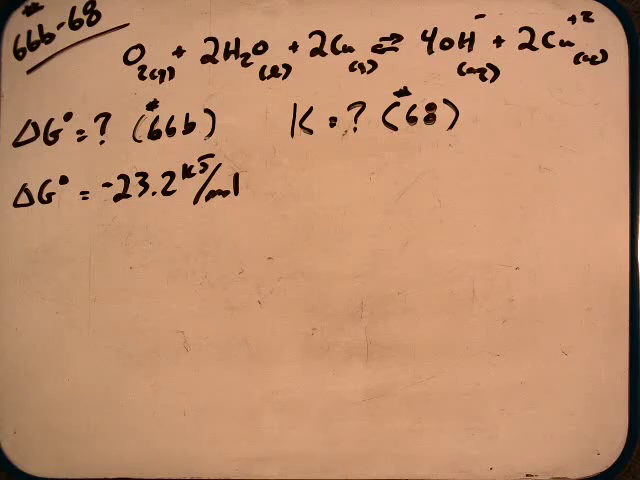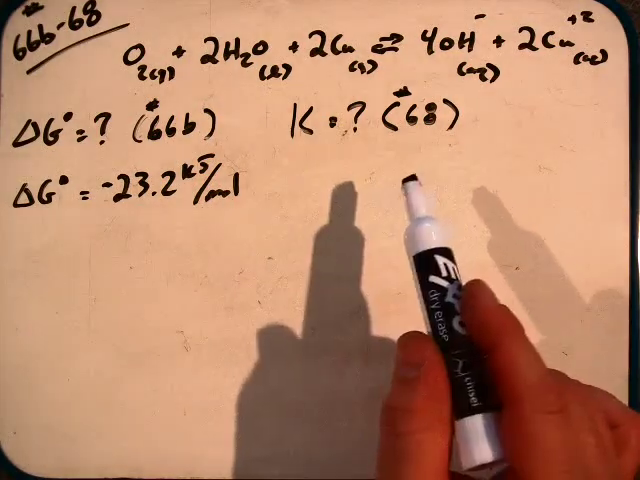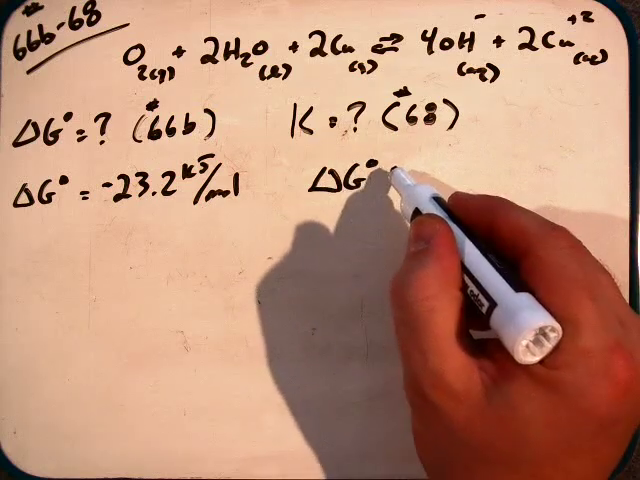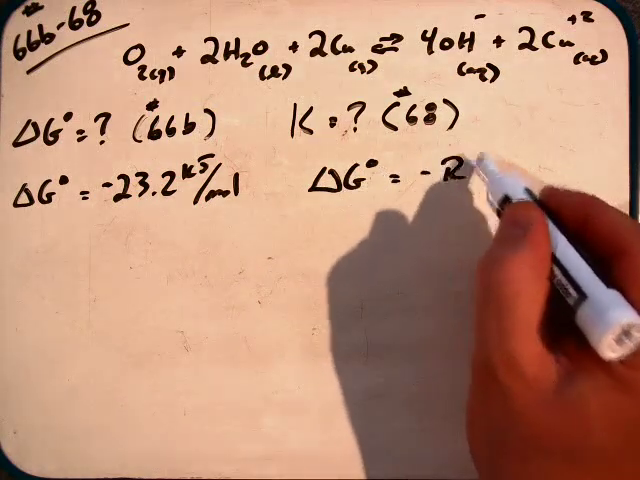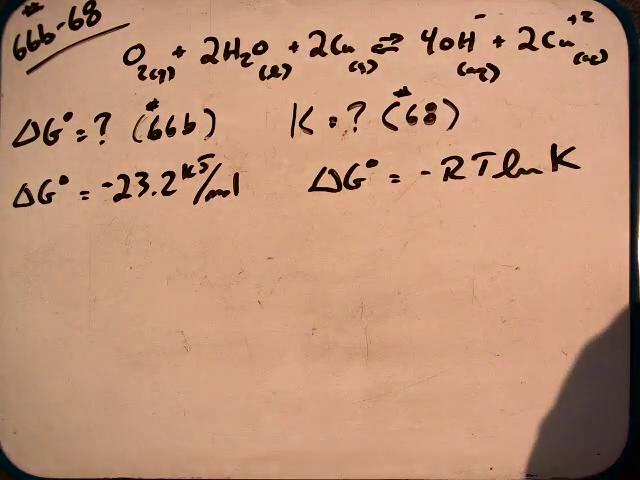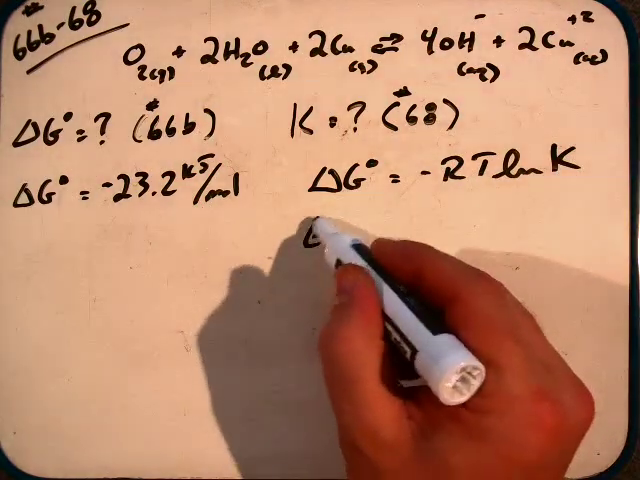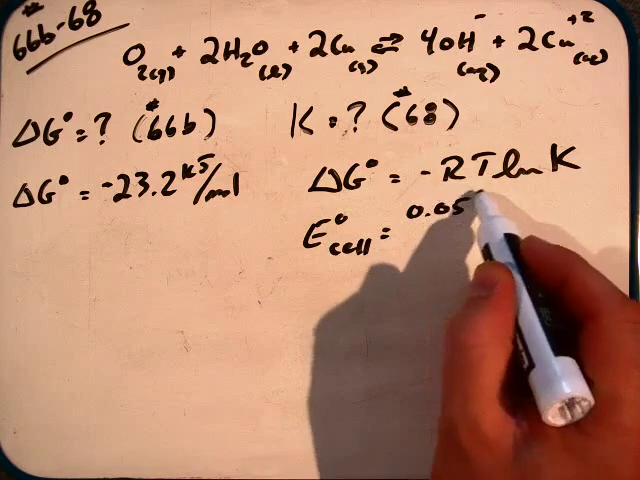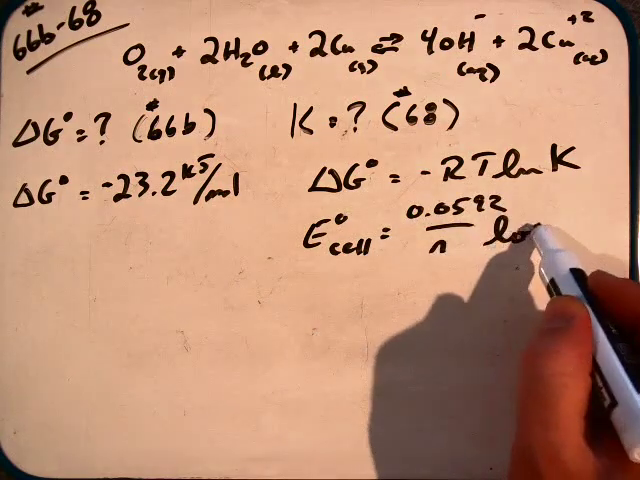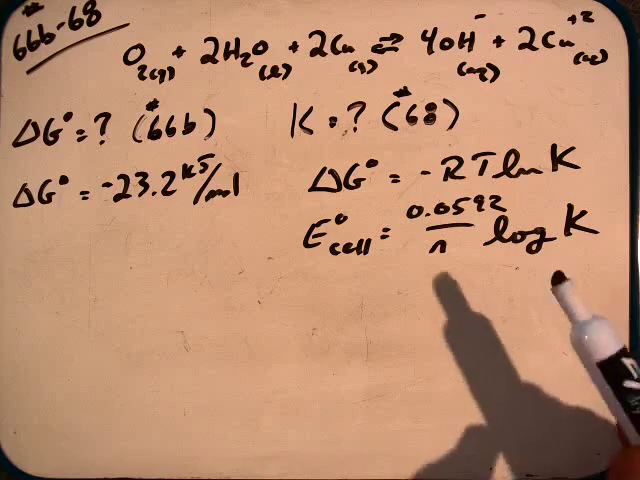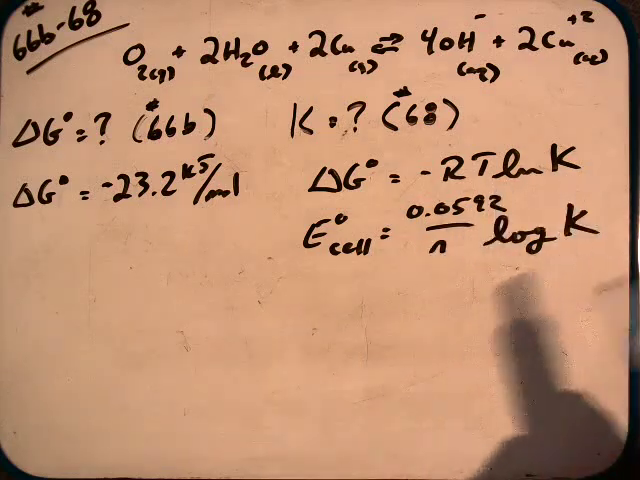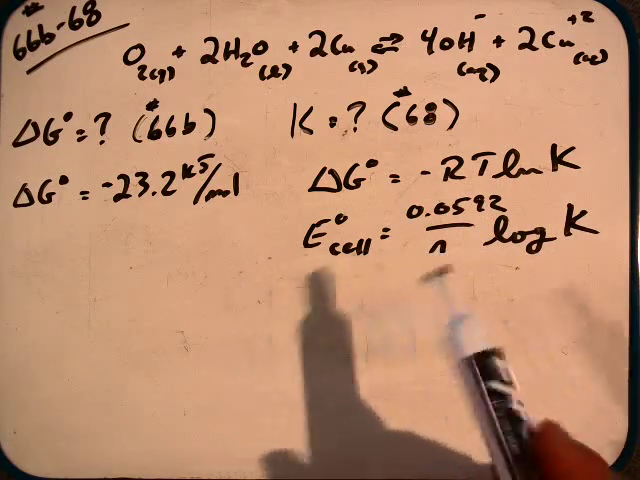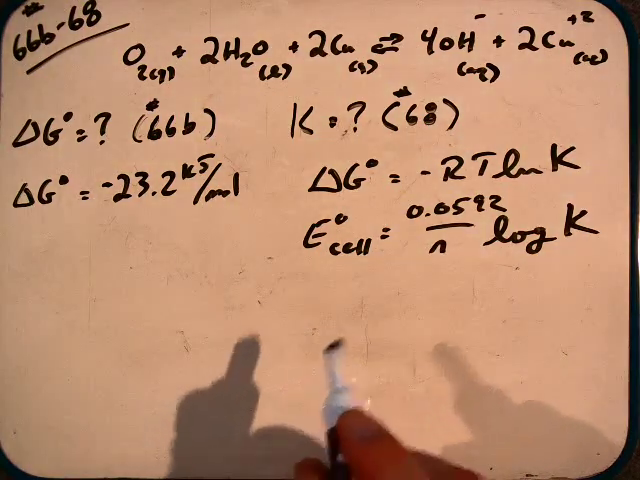Again, that's 66B. For 68, they're asking us to solve for K. And really we have 2 possible ways of doing this. We could solve for delta G and how that relates to our K. Or we could look at how our cell potential relates to our K. The cell potential is derived from the delta G expression, so either one of these equations will work and give you the same answer. I'm going to use the second one, the cell potential.